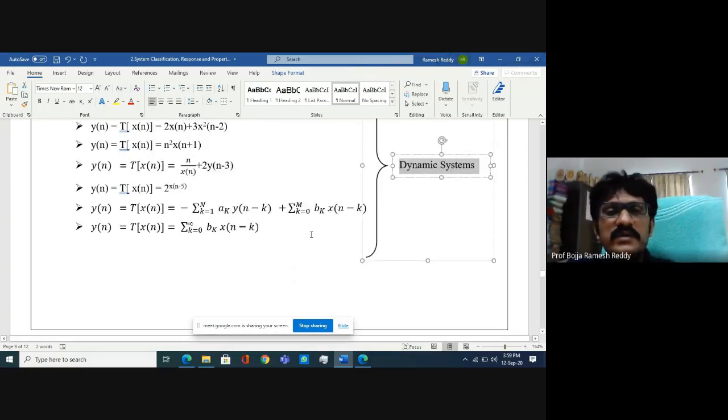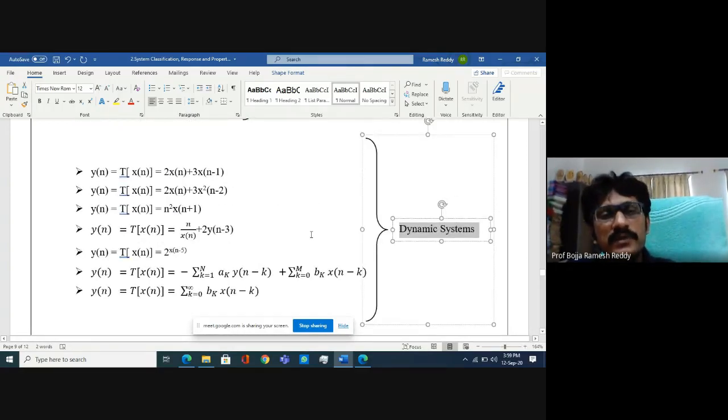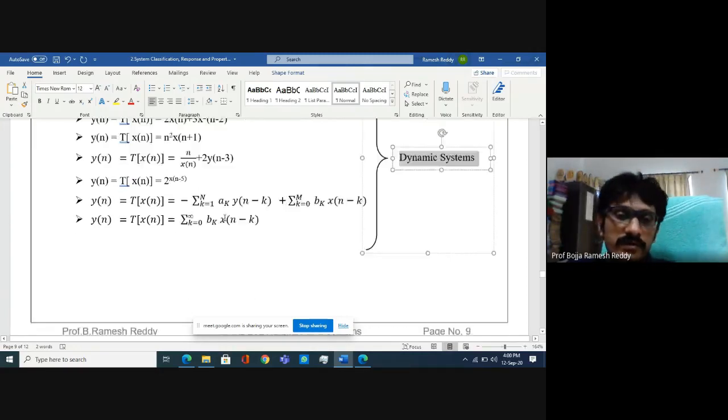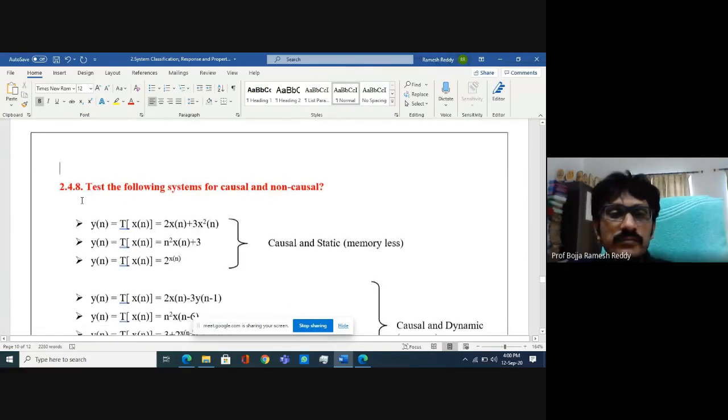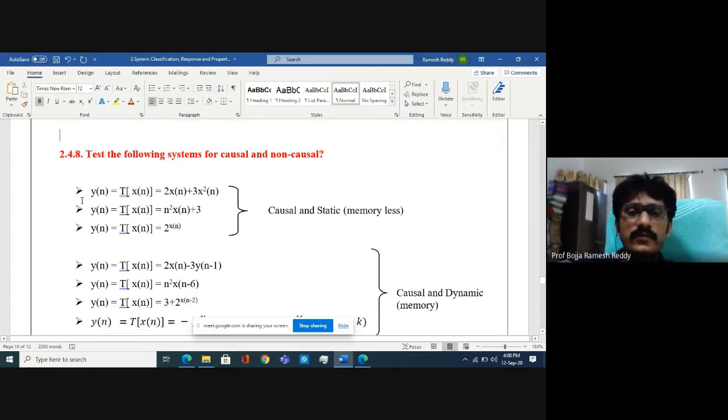Okay, these are different problems. Actually, these are different problems in examination. You may get questions on that. We need to check, we need to test. Next one is: test the following systems for causal and non-causal. We have to verify which are causal systems and which are non-causal systems.